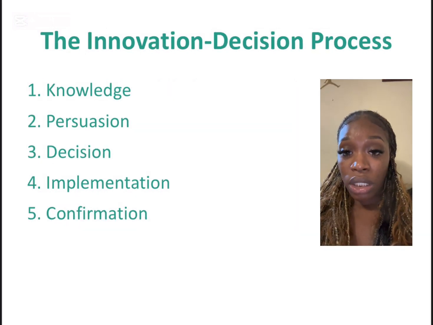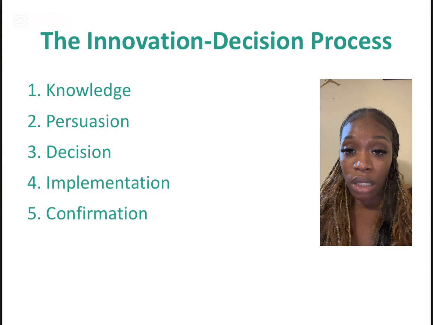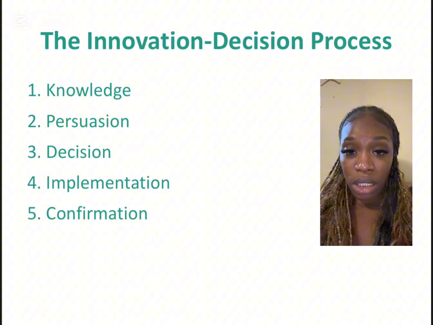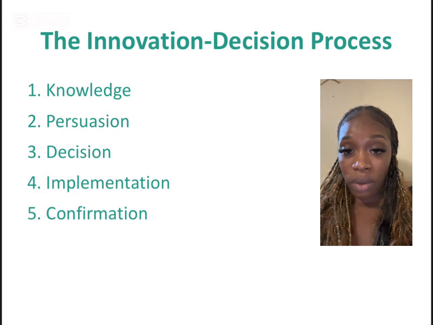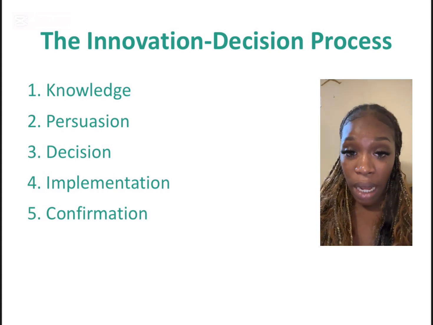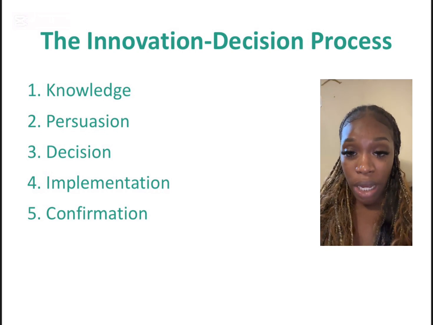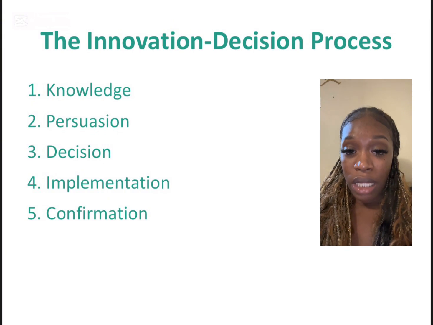The innovation decision process. This slide just breaks down how people decide whether or not to adopt an innovation. First, they have to learn about it. That's the knowledge phase, and then they form an opinion in the persuasion phase, and after that, they make a decision to adopt or reject it. If they adopt it, they implement it, and finally, they evaluate whether it's working for them. It's a step-by-step process that doesn't always happen instantly.